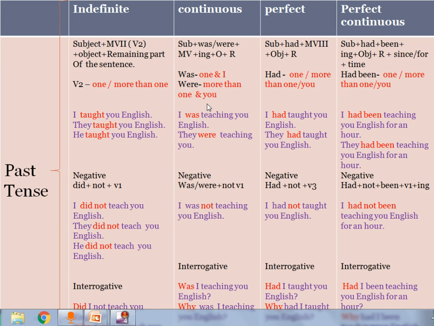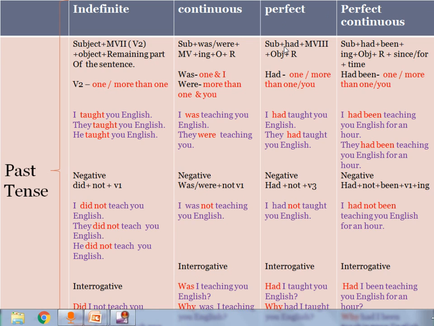After the helping verb was or were, we use not and the first form of the verb plus ing. I was not teaching you English. Was, not, and the first form of the verb with ing, so we can say the sentence belongs to past continuous tense. In interrogative, Was I teaching you English? The helping verb comes before the subject, and the first form of the verb plus ing is also here, so the sentence belongs to past continuous and it is interrogative.